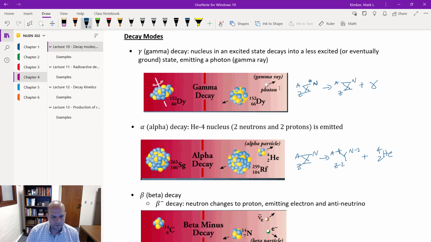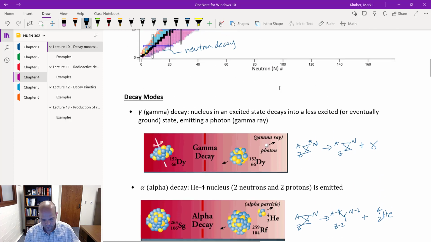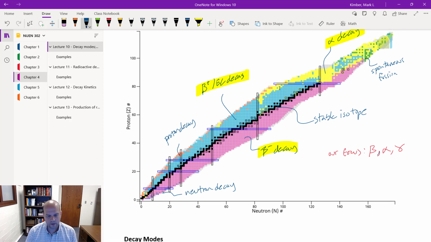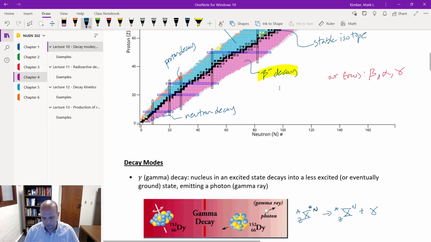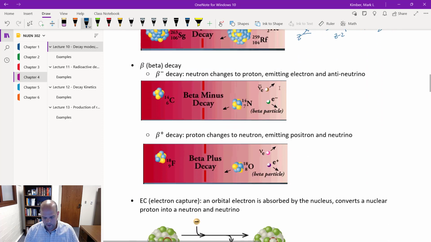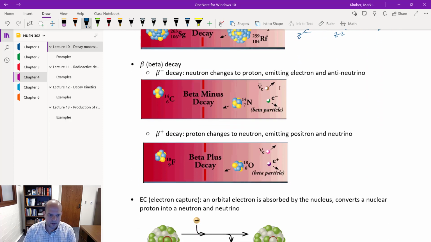Okay, and then we have 2 types of beta decay, beta minus and beta plus. And if you remember looking at just generally the trends that you see here, you've got the stable isotopes in the center, and to the right of those or below those stable isotopes is the beta minus decay, and above those stable isotopes is the beta plus decay. And so in a beta minus decay, what's going on is a neutron in the nucleus changes to a proton, and in the process of changing to a proton, it emits an electron and an antineutrino.